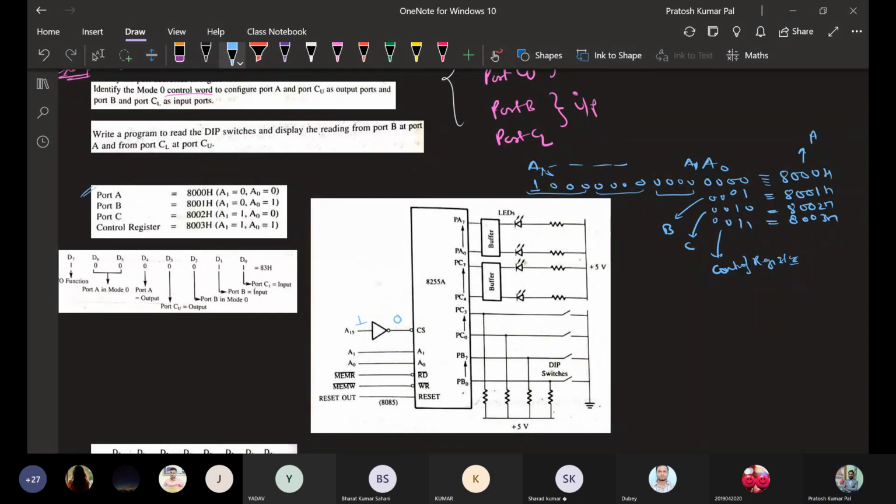Then we will make the configuration. If we make the configuration according to the question, this is the control register, so this will be the data of the control register, the control word. The control word is coming out to be 83H. And now, as written in the question, we need to write the program. We know the content of the control register and we know the port addresses, so based on that we can write the program also. We will see that with later examples.